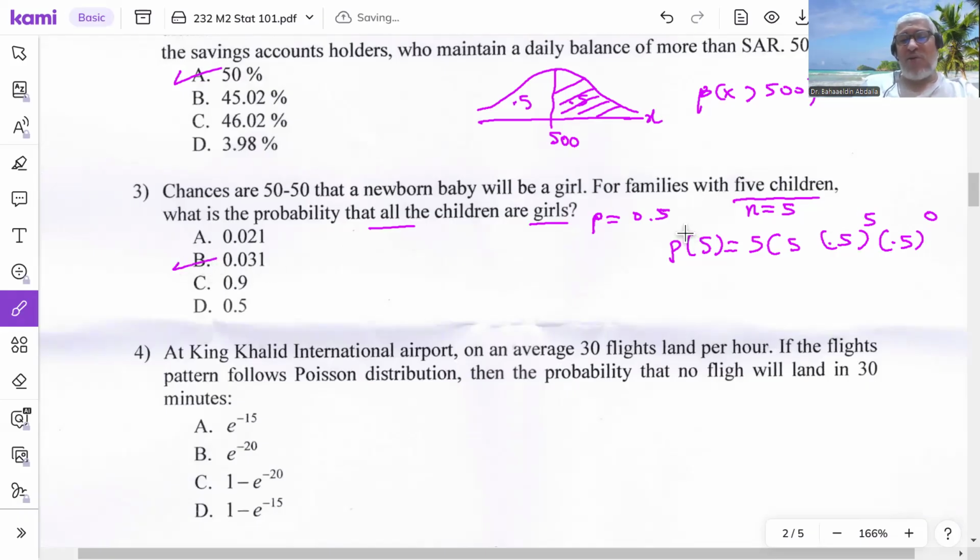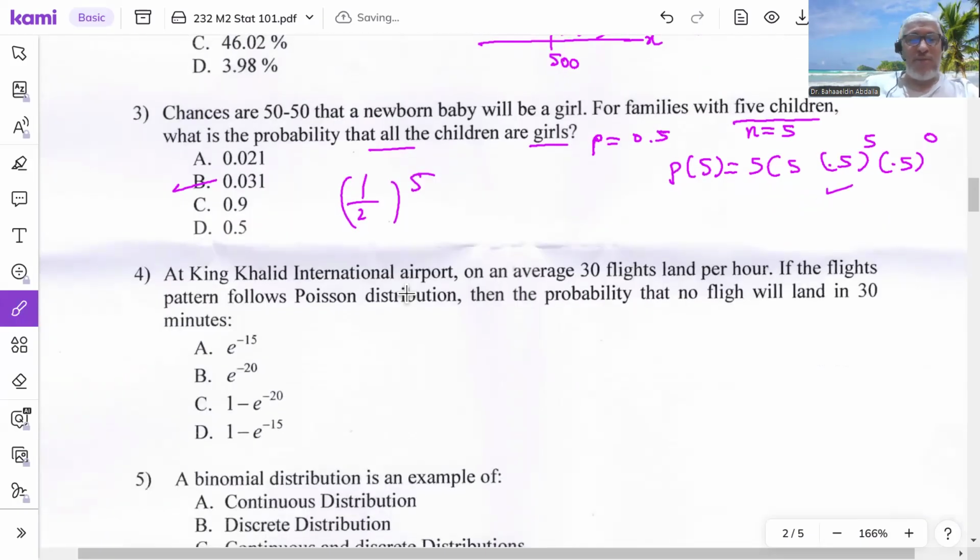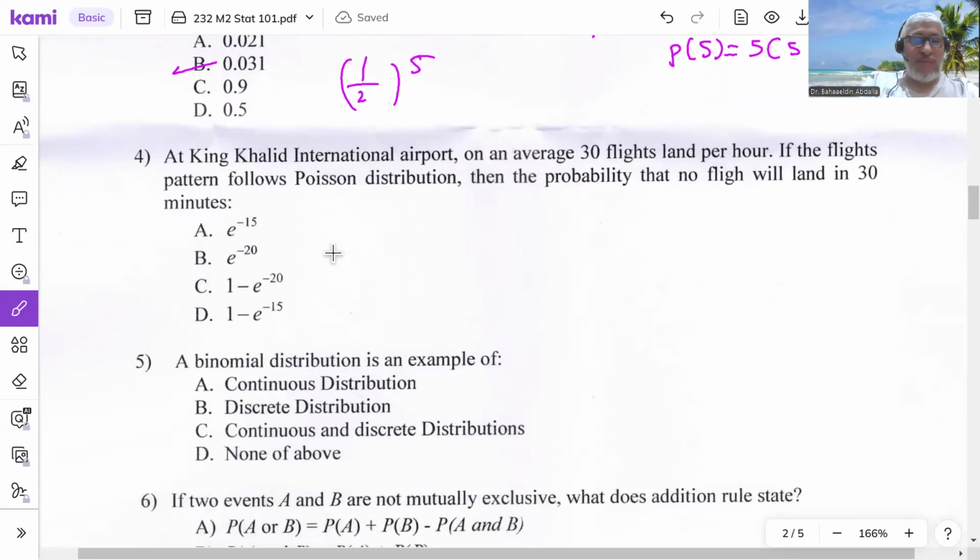Or you can just think of it this way: the probability of one girl is half. So the first is half, the second is half, the third is half, the fourth is half, the fifth is half. So in fact, the probability is half to the power 5, which is this one. So it's up to you, but the same answer would be in both cases.